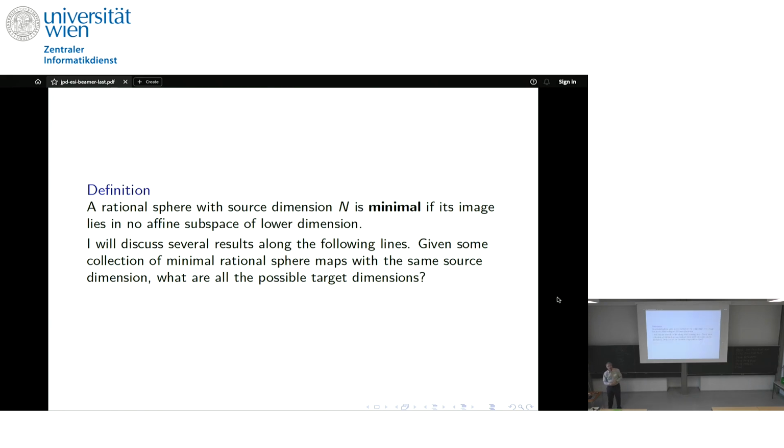Okay, now, a rational sphere map is called minimal if its image lies in no affine subspace of lower dimension. And the idea of this talk is I'm going to consider various results like this. I take some collection of rational sphere maps with some property, typically group invariants or group equivariants or something else, and then I ask, what are the possible target dimensions for maps in that group? Of course, once it's anything, it can be anything bigger, so I call it minimal if we're only considering minimal maps, the minimum target dimension, okay?